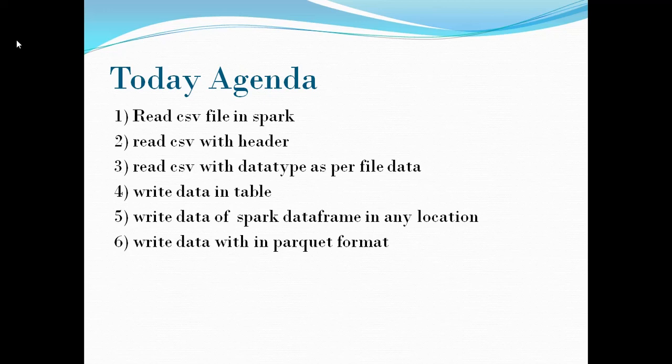The first question is reading a CSV file in Spark. The second question is reading CSV with headers. It means the CSV file has data and a header, that is, column names. So how do you pick the column names while reading the data with the help of a Spark data frame? And if the data is in a CSV file and you don't know the data type, how do you tune Spark while reading so that the particular data types come in at read time?